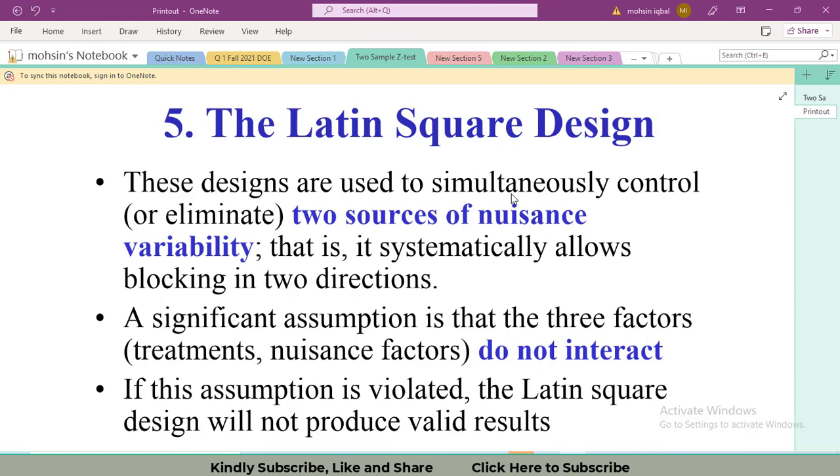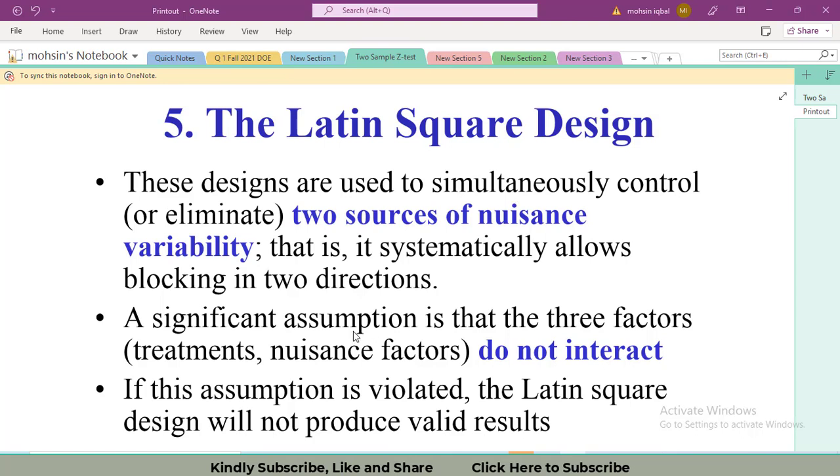A Latin square design is a statistical design of experiments technique in which we block our two nuisance factors. Nuisance factors are those that affect our process, but we are not interested in their effect. So we have to block them by a statistical technique.